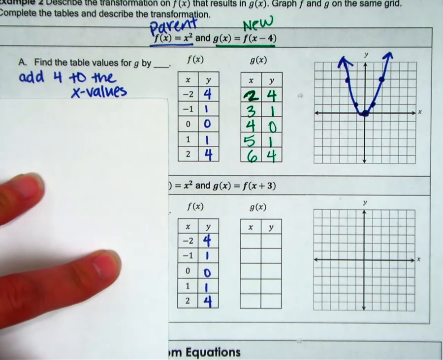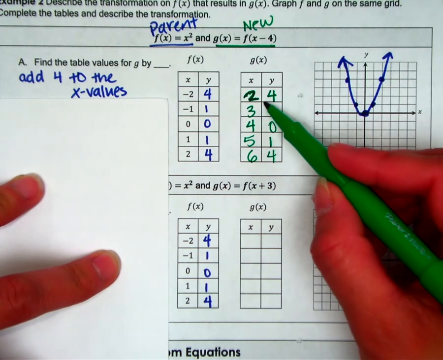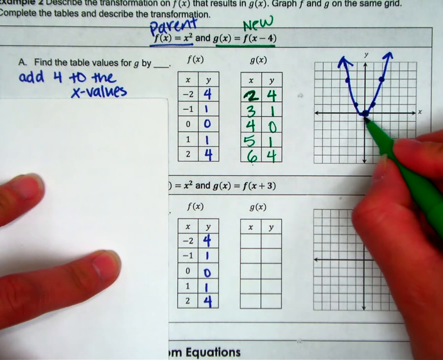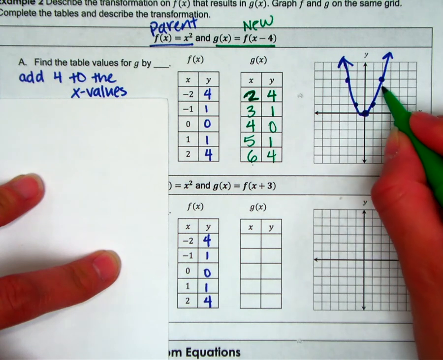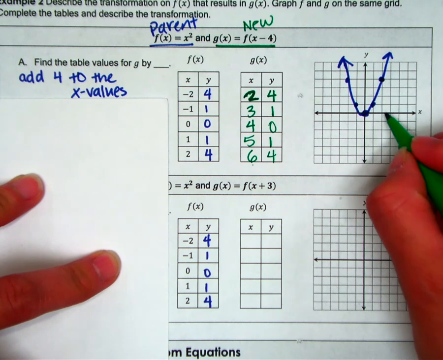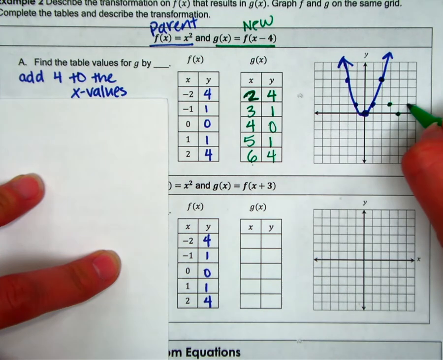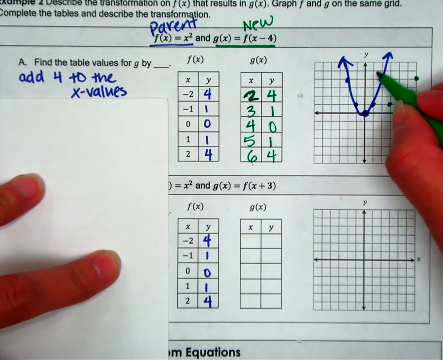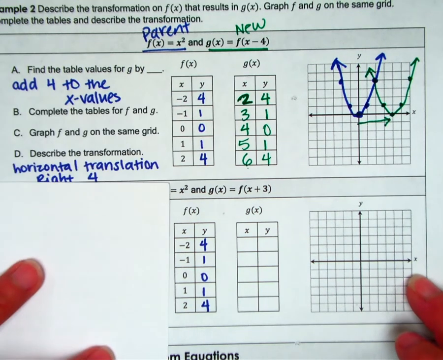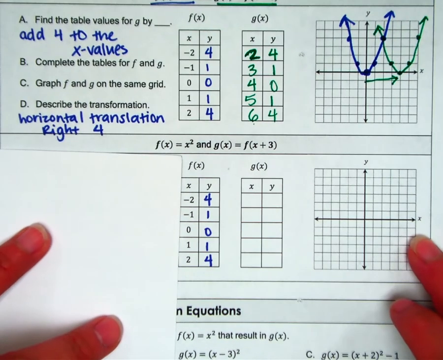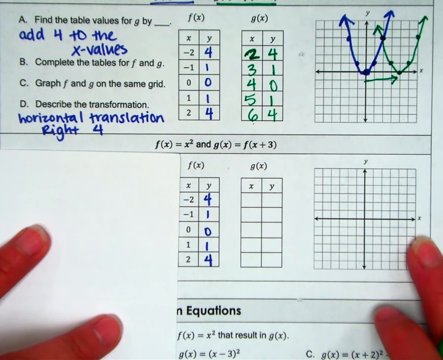And this time, what I need to recognize is if I added 4 to my x values, my graph is going to shift over. So 2, 4, 3, 1, 0, 4, 4, 0, 5, 1, and 6, 4. So here you're going to notice that my vertex changed to 4, 0. It shifted over to the right 4. So to describe the horizontal transformation, it's right 4 units. A horizontal translation, right 4 units.